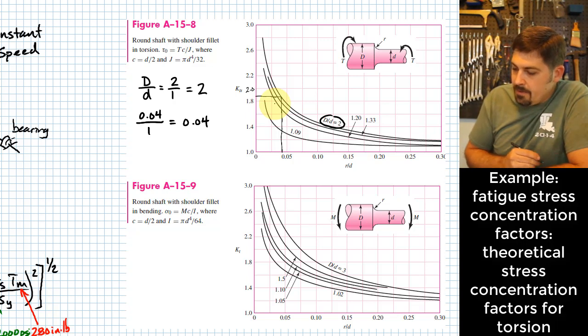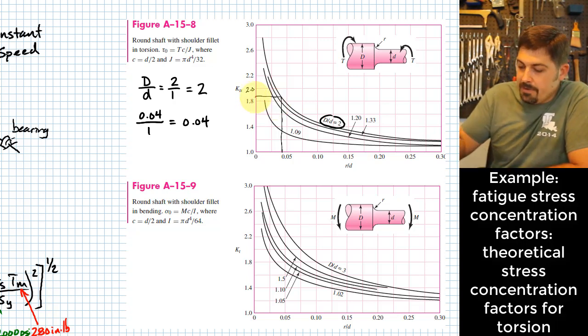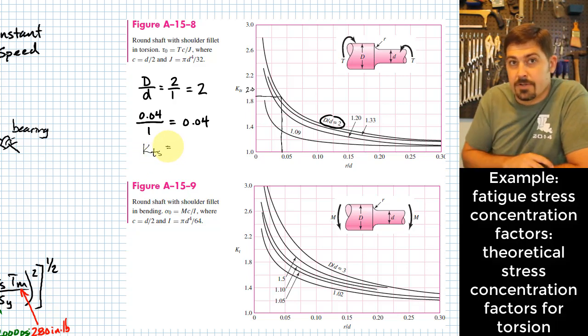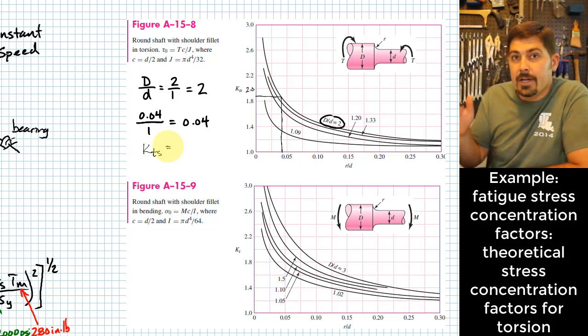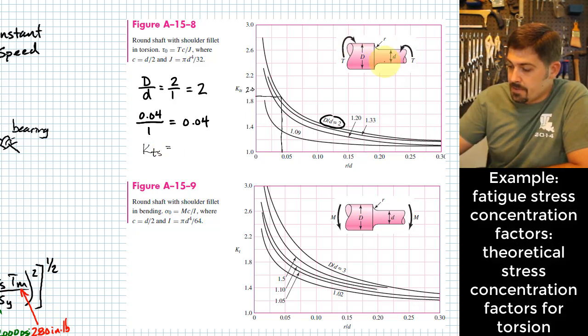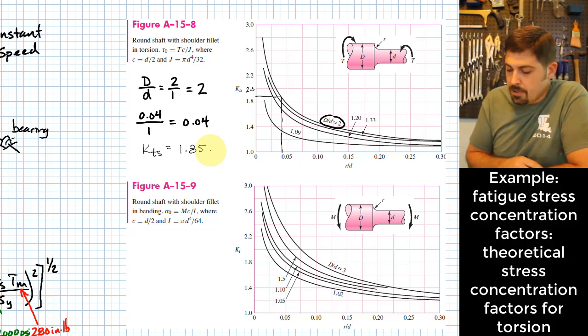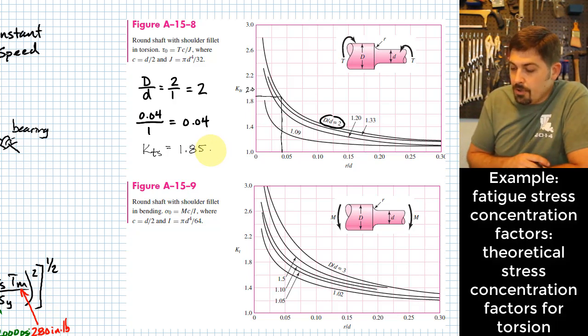Let me just say that coming out of here for the left portion, this is just going to be equal to K sub TS. That's what we're finding here. That's the theoretical stress concentration factor for the shearing induced by torsion. This is showing you a round part experiencing torsion. It ends up being about 1.85. You can't get these super accurate using this chart method, but you can have a pretty good estimate for what that value should be. So I'm going to say it's about 1.85.